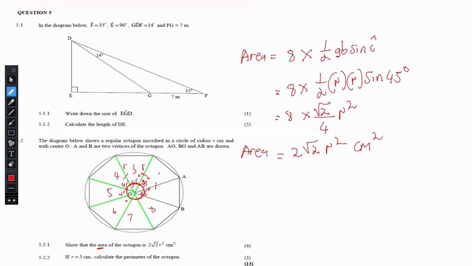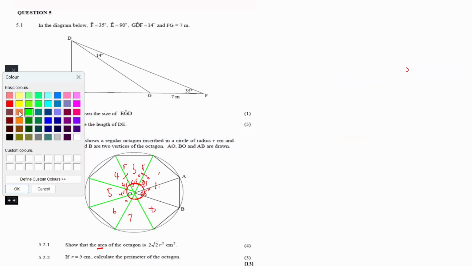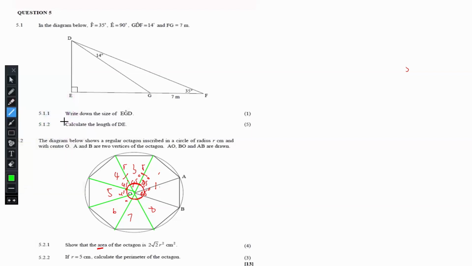Now, 5.2.2 is saying if r is equal to 5 centimeter, calculate the perimeter of the octagon. Now, obviously, the perimeter of the octagon, we'd have to only calculate that after we have found the sides here. Remember, the perimeter speaks to the outer side. So this is what determines the perimeter here. So the perimeter can be determined by this.